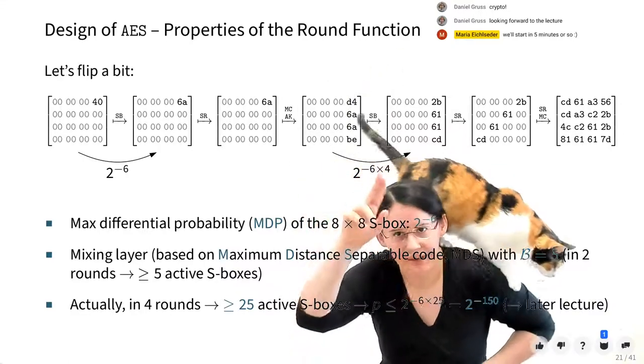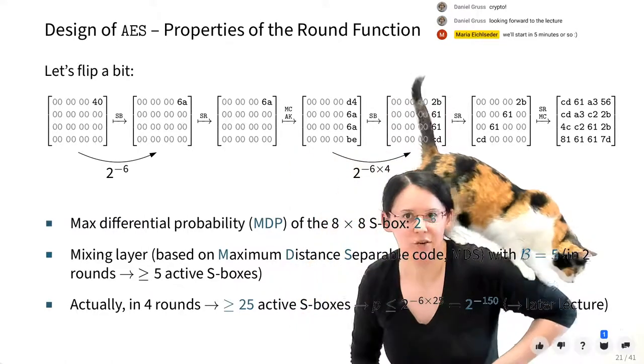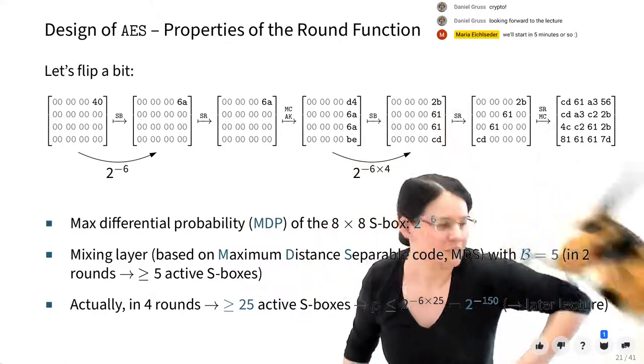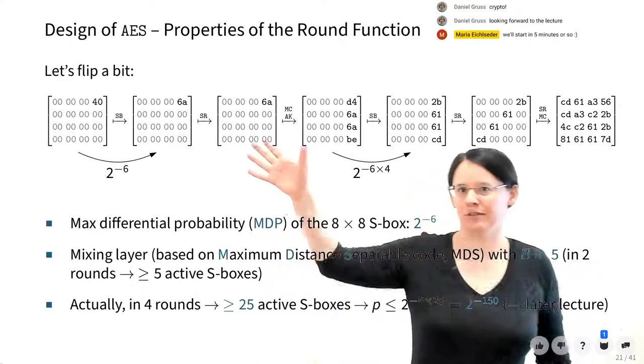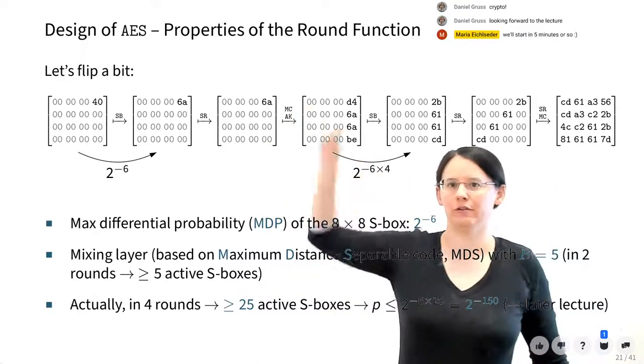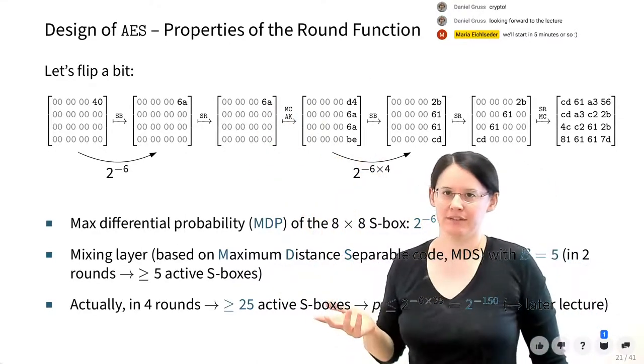So here we have first hinted at our branch number. We see that potentially this could actually be the best possible branch number, because we do have a total of 5 S-boxes in this example here.